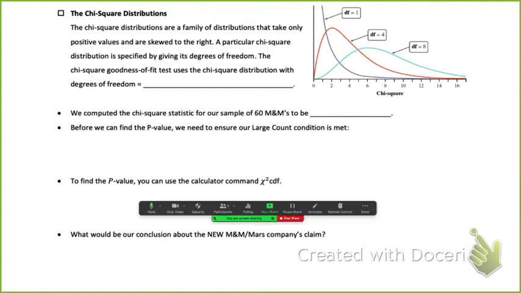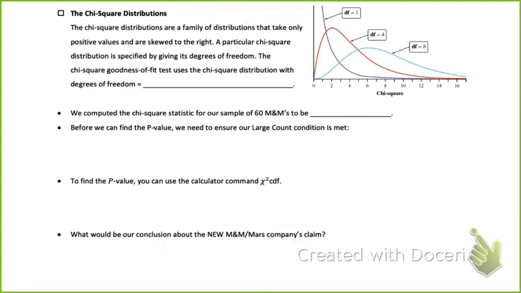All right. Look, here are some chi-square distributions. Each chi-square distribution is different based on its degrees of freedom. Degrees of freedom is categories minus 1. It's kind of like n minus 1, okay? But we're going to look at how many categories there are. There were 6 different colors. So we have 6 categories minus 1. We have 5 degrees of freedom.